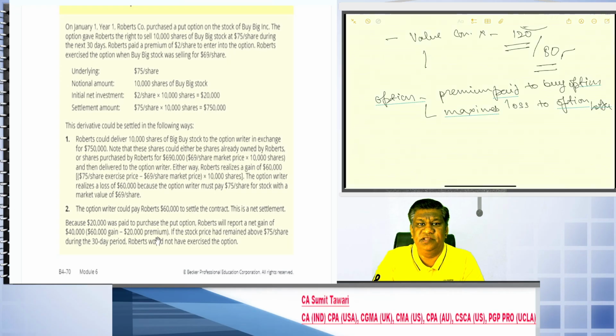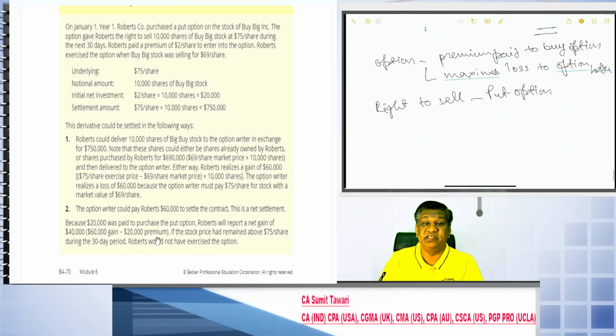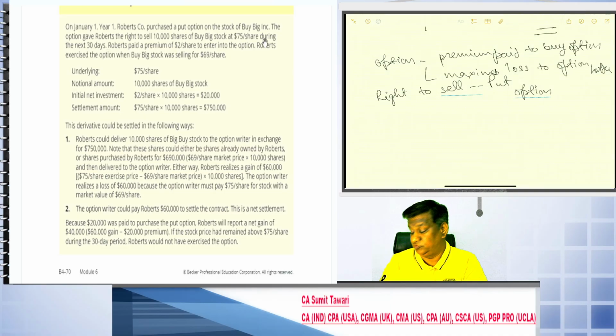On January 1, year 1, Robert Company purchased a put option on the stock of Buy Big Inc. The option gave Robert the right to sell. Right to sell means which option? It is given in the put option. He has the right to sell Buy Big stock at $75. So he has a right to sell at 75 US dollars, a selling right.